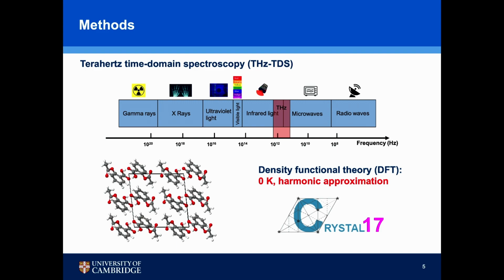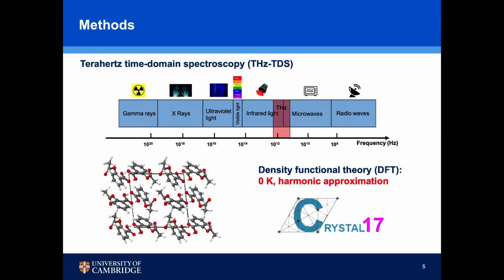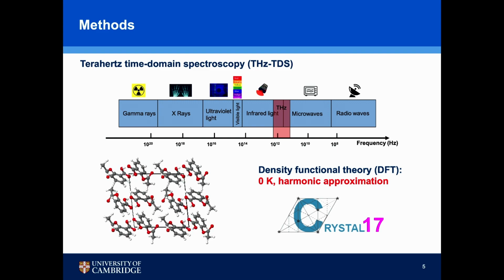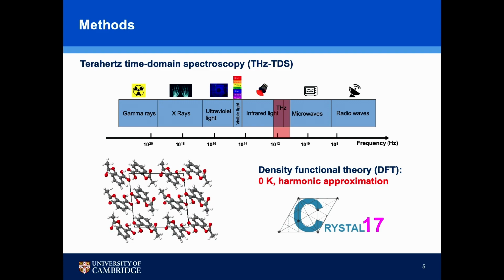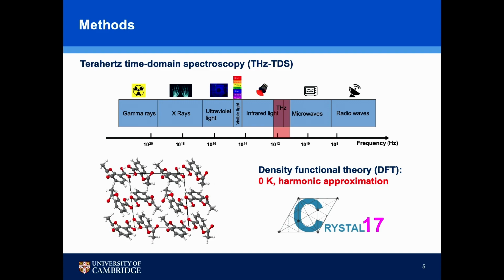Because the motions in the terahertz region are very complex, we cannot fully interpret the spectral results directly from the experimental results. So we need help from some computational method. For our project, we use density functional theory calculations, and the two main assumptions for DFT are that all the calculations are performed at 0 K, and the atoms are assumed to move harmonically. For our project, we used the CRYSTAL17 software package to perform all the calculations.